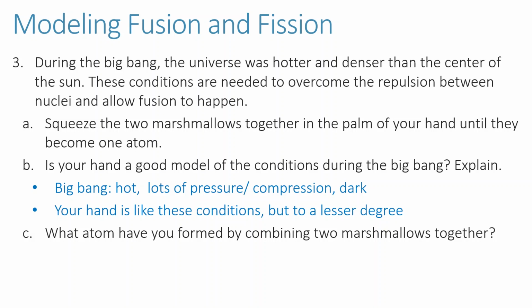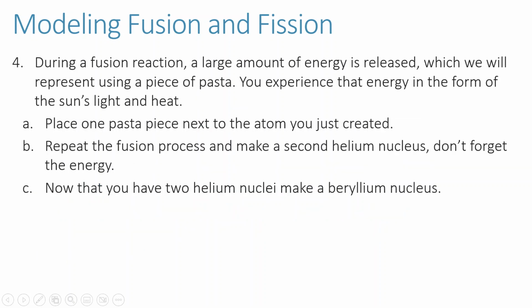And what atom have we formed by smushing together those 2 protons? We have helium. So during a fusion reaction, a large amount of energy is released, which we will represent using a piece of pasta. So you experience that energy in the form of the sun's light and heat. So place that pasta piece next to the atom you just created, and you're going to repeat this process to make a second helium nucleus.